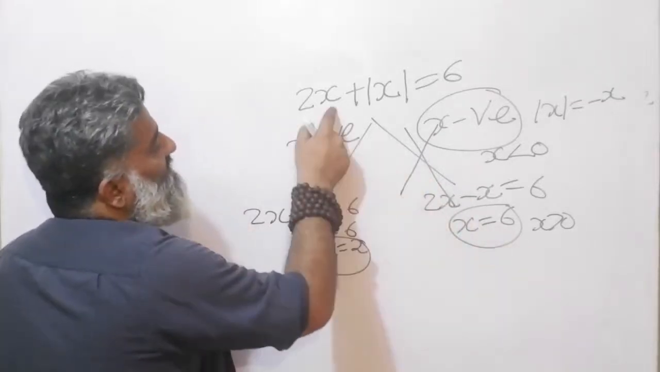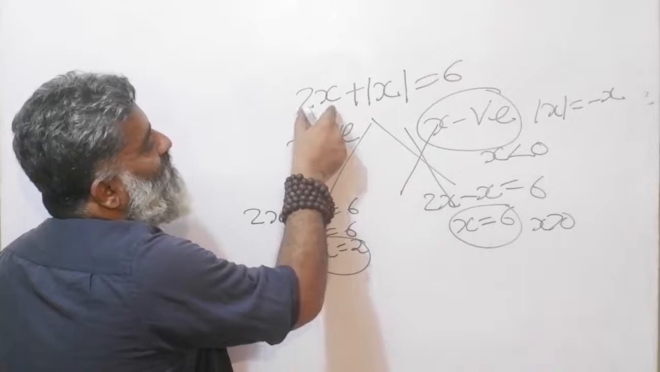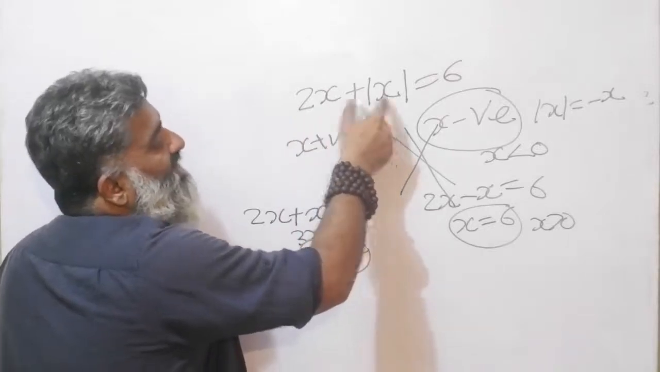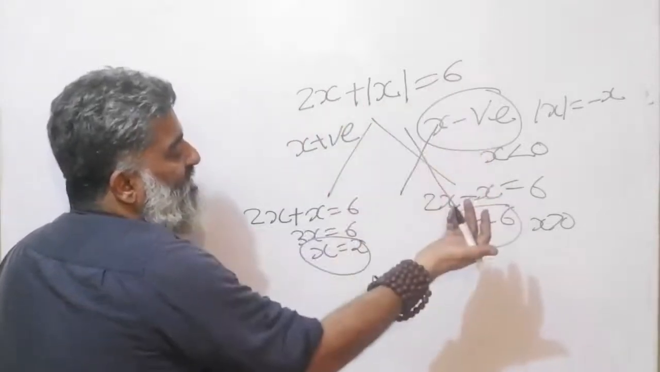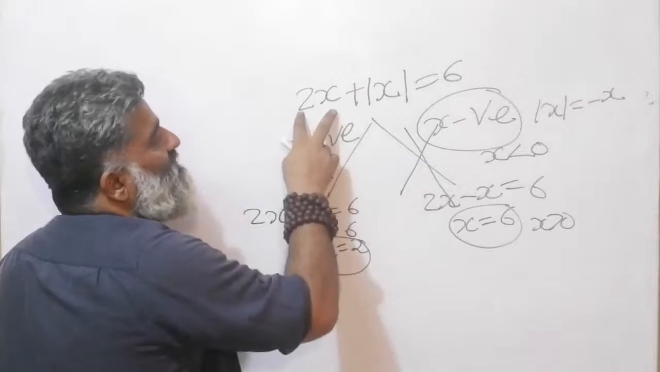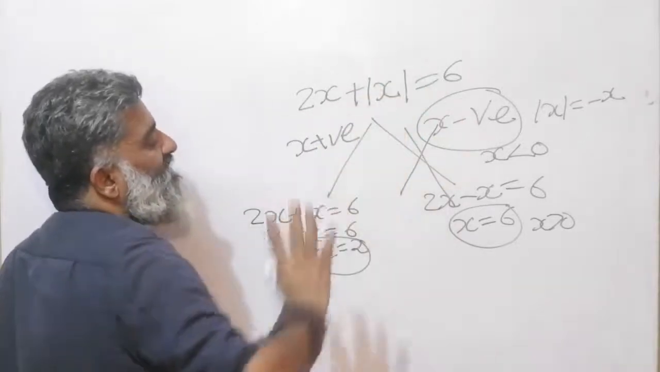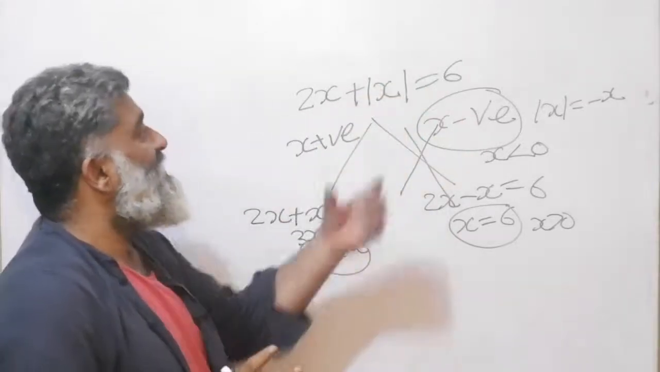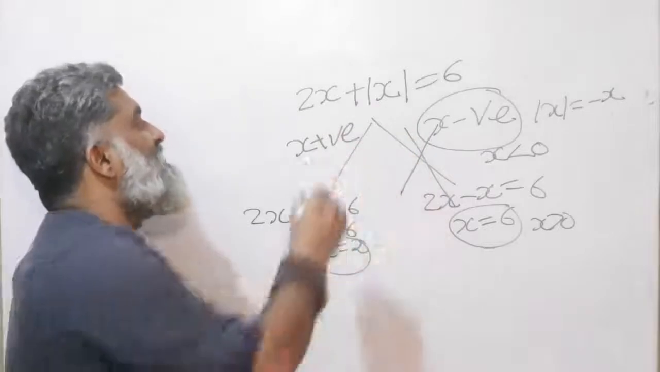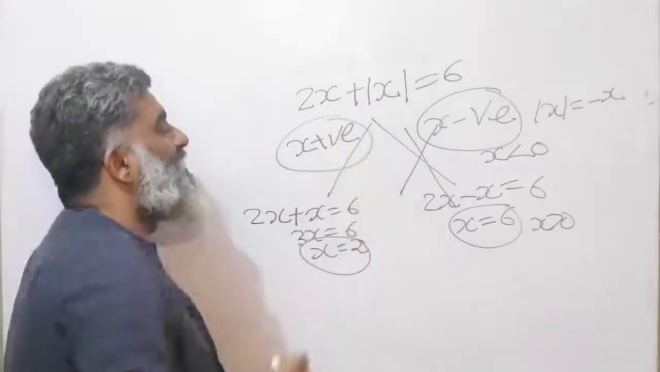If you put 6 here, you will get 2 6s are 12, 12 plus 6 again 18. 18 is equal to 6, that doesn't make sense. But if you put 2 here, 2 2s are 4, 4 plus 2 6, and you get the value as 6, right? That means there was only one solution, and this is the only case it was working in.